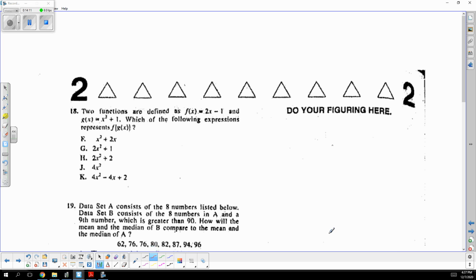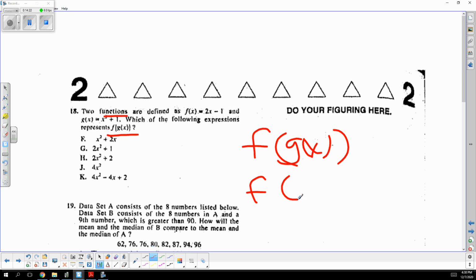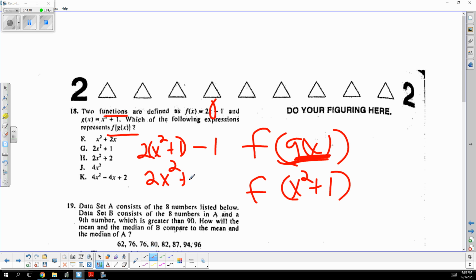Two functions, my bad, and we are looking for f of g of x. My students are going to hate this one. G of x, you copy it in as x squared plus 1, and then you plug that into f in place of x. So you get 2x squared plus 2 minus 1, which is 2x squared plus 1. Answer to 18 is G.